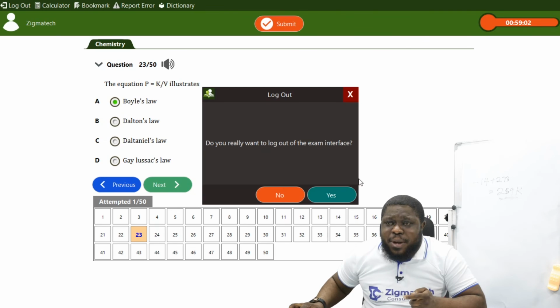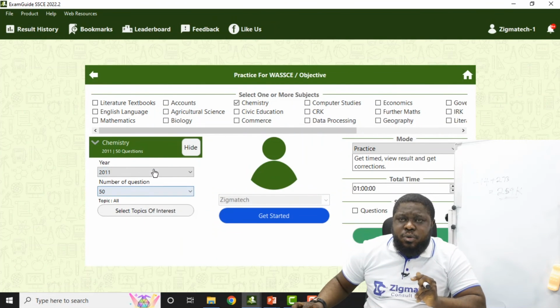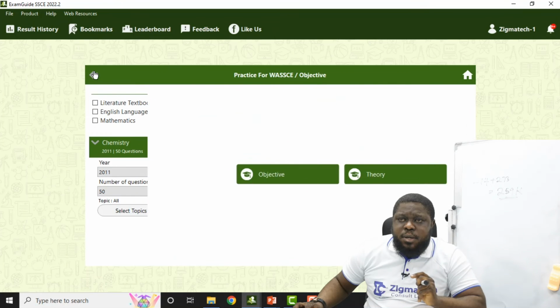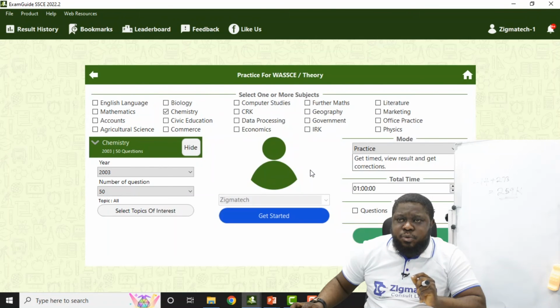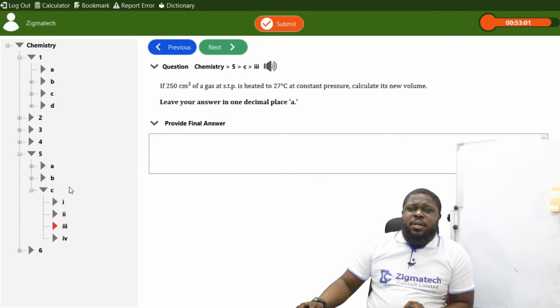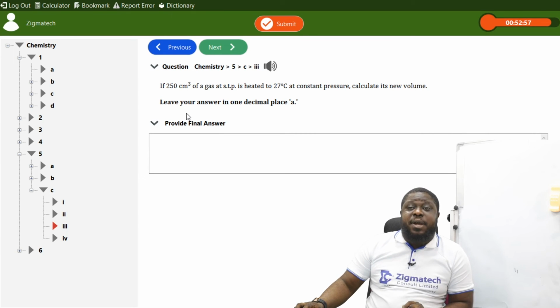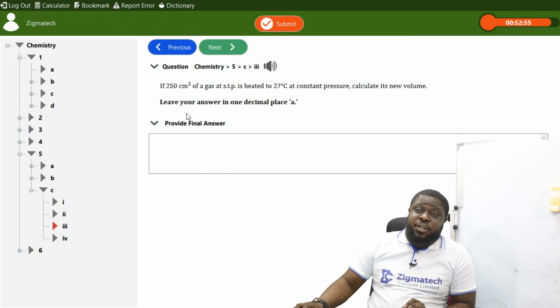Now, the last one is our theory. Let's go to the theory part. I want to explain something to you in that theory part. So this is the third question we are going to take. The third one states that if 250 centimeter cube of a gas at standard temperature and pressure is heated to 27 degrees centigrade at constant pressure, calculate the new volume.